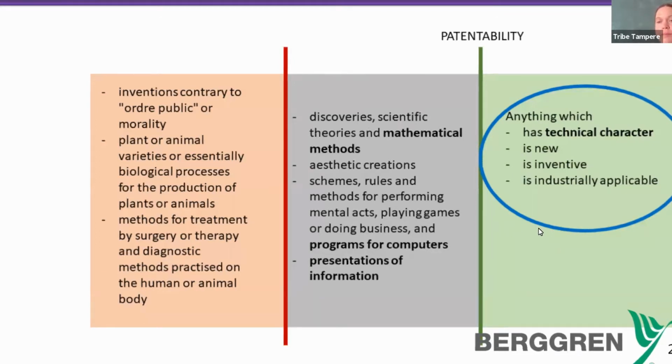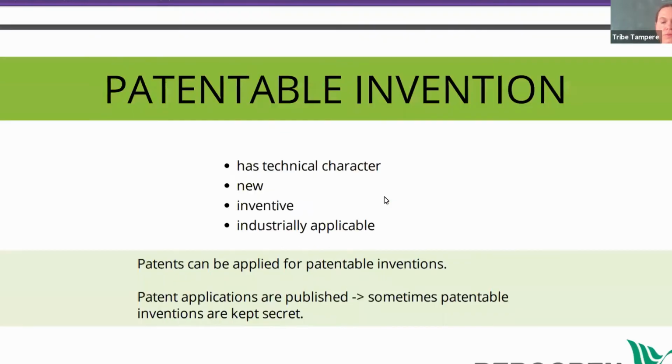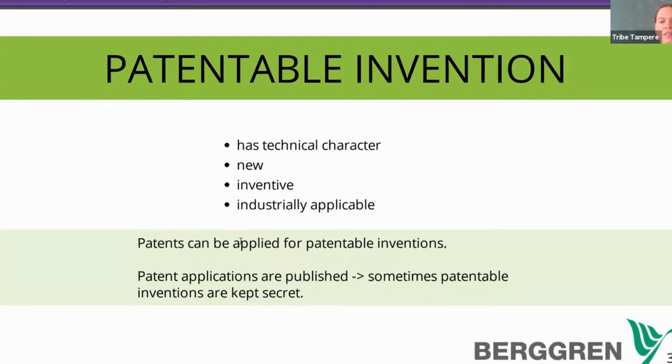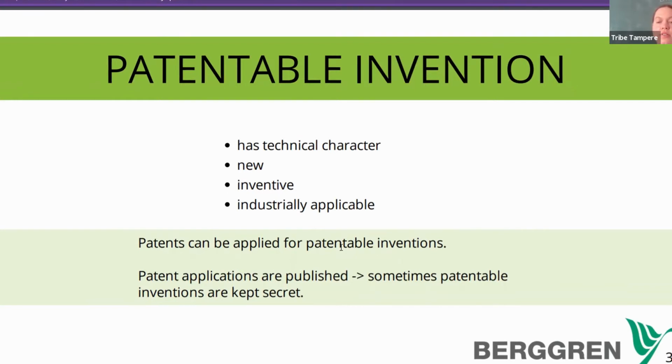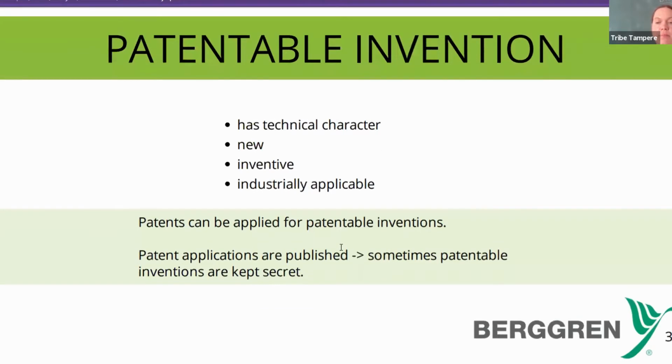Then they say what can be patented, that is anything that has a technical character, is new, inventive, and is industrially applicable. And patents can be applied for those patentable inventions, and they will be published at some point, 1.5 years after filing the application. So sometimes patentable inventions can also be kept a secret.